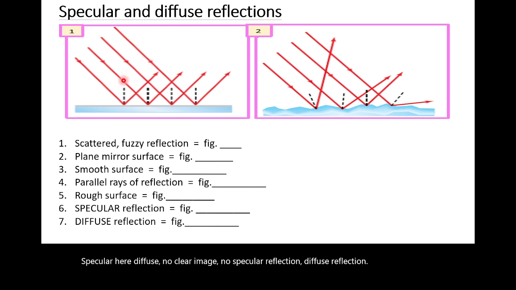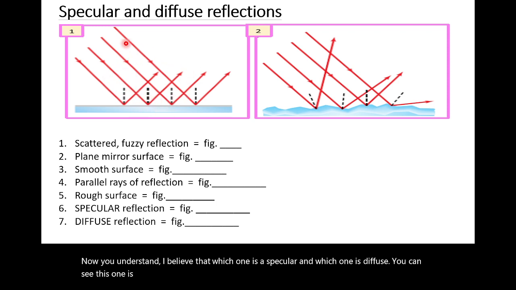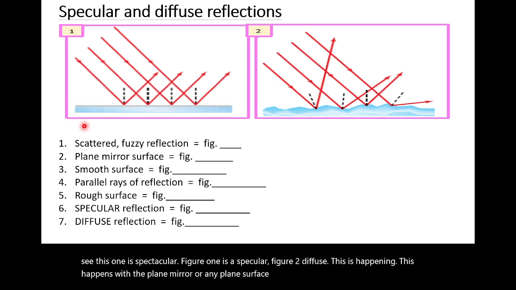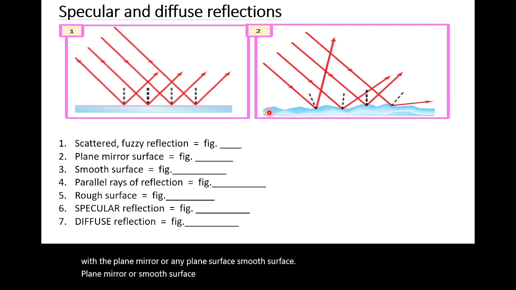Here are two pictures, picture 1, picture 2. Now you understand, I believe, which one is specular and which one is diffuse. Figure 1 is specular. Figure 2, diffuse. This happens with a plane mirror or any plane surface, smooth surface. And this happens with a rough surface. See, the surface is not smooth, it's rough.